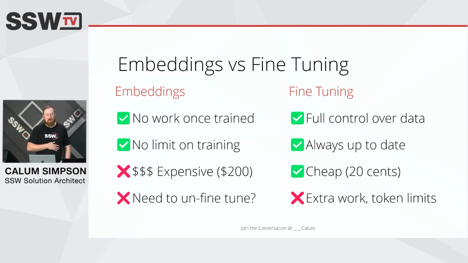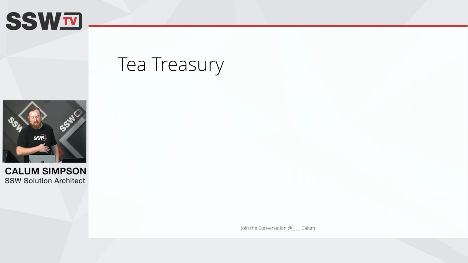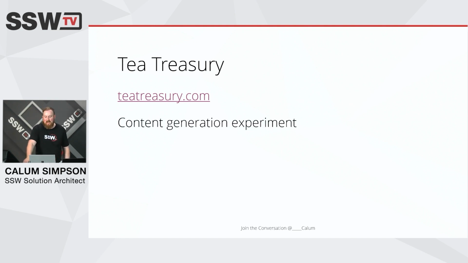All right, so that's it for the embeddings. The next thing I want to talk about is Treasury, a ChatGPT content generation story. Treasury is my blog about tea. You can access it on treasury.com. You're welcome to go check it out right now. I don't know anything about tea, by the way. What this blog is, is a content generation experiment, because the entire blog is actually created completely by GPT-4.